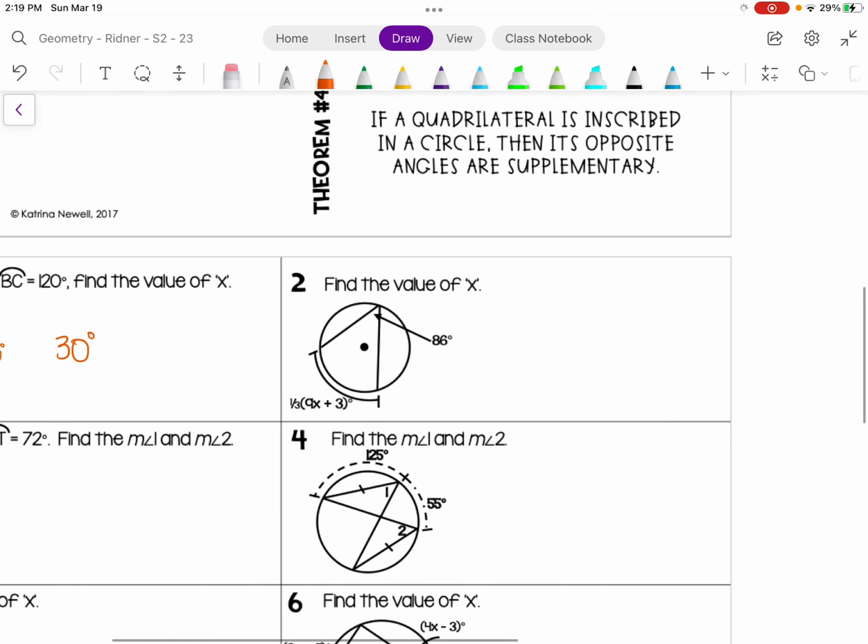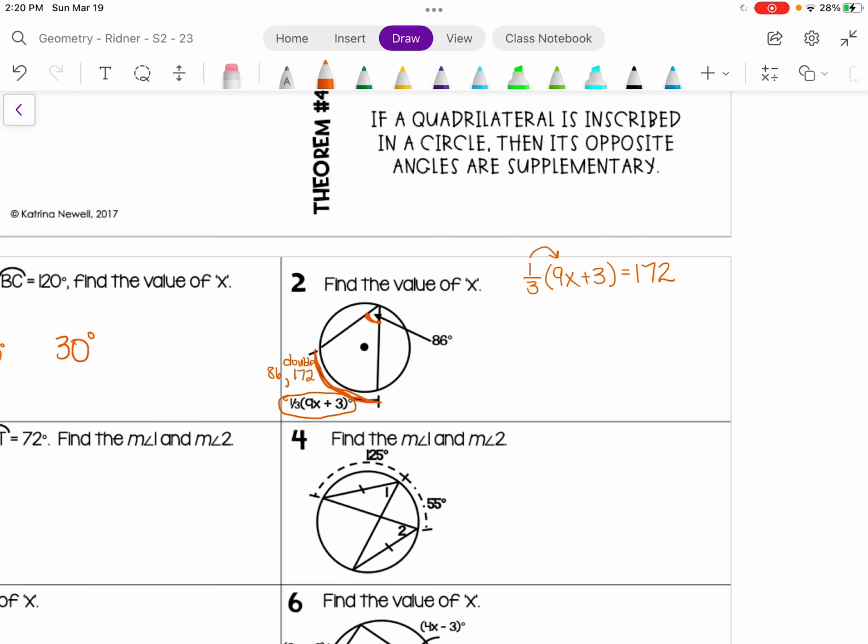So again, if this is 86, then this whole thing total must be double that, which is 172. So 86 times 2 is 172. So we're going to set this equation equal to 172 because we had to double it.